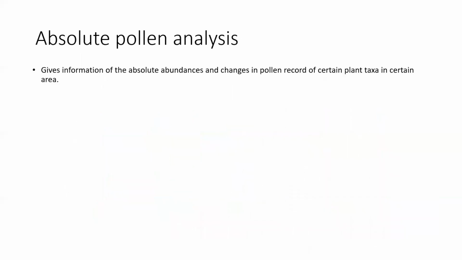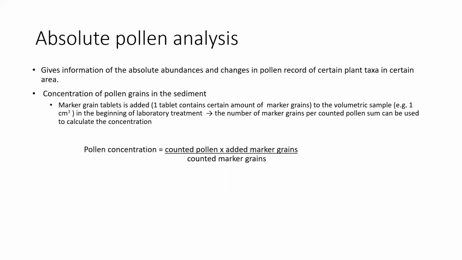Then the absolute pollen analysis. So basically, as I already said, it gives information about the absolute abundances of the plant taxa, and how then the absolute pollen data is produced. This happens when preparing the pollen samples. We want to know the concentration of the pollen grains in the sediment or the amount of the sample that we analyze.